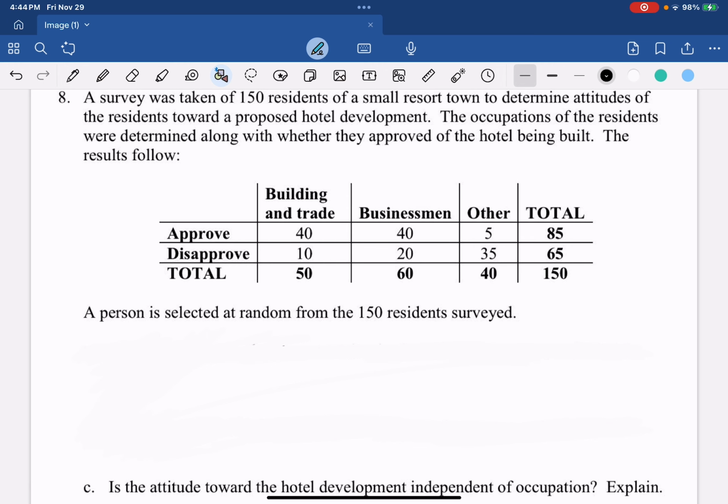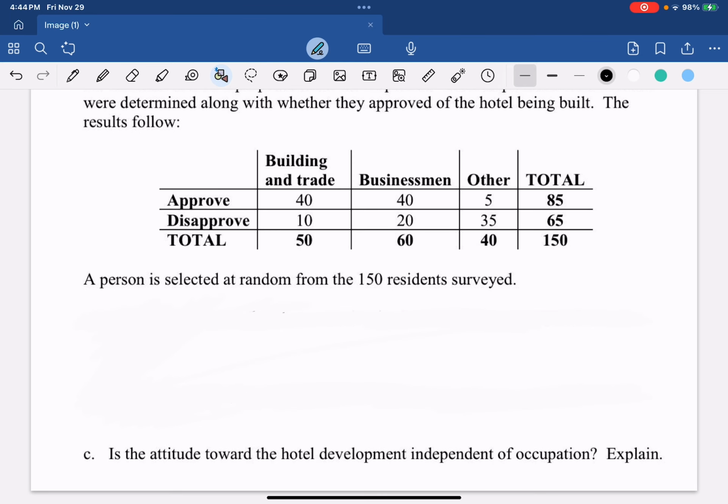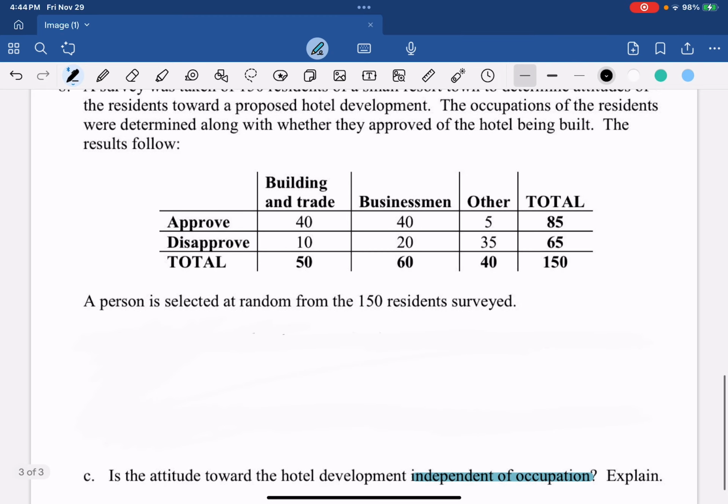Okay, the third part is we're looking for, is the attitude towards the hotel development independent of occupation? Is it independent of that? Okay, so with that we need to determine whether the attitude towards the hotel development is independent of the occupation. We need to check whether the probabilities are equal to the product of the marginal probabilities.